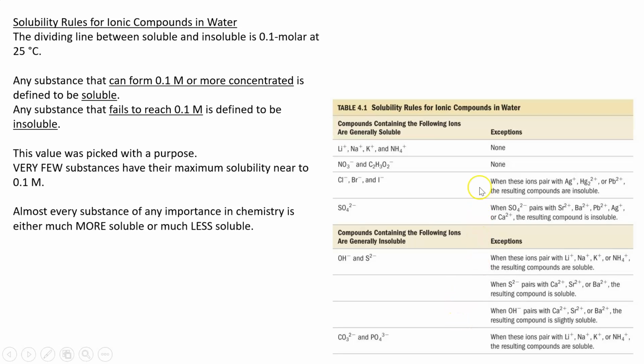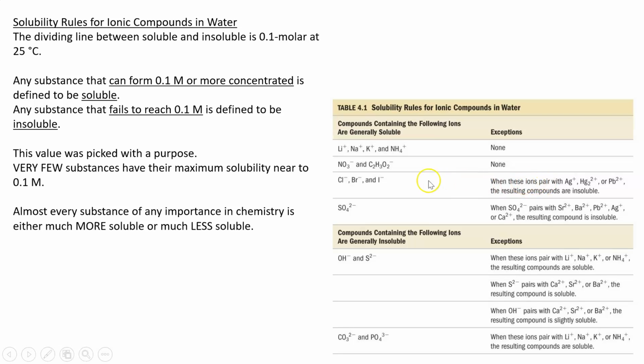However, here are some rules that are a good idea to put to memory as far as ionic compounds dissolving in substances. You're going to need to use them as you're working through the practice. Basically, the way that this chart will work, compounds containing these ions are going to be soluble. The exceptions over here will tell you in which case that is not true.